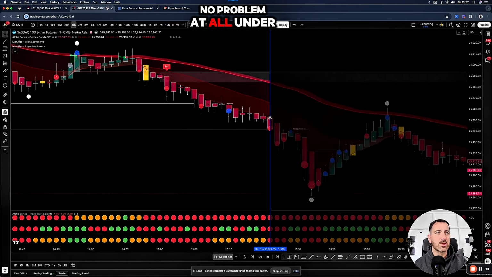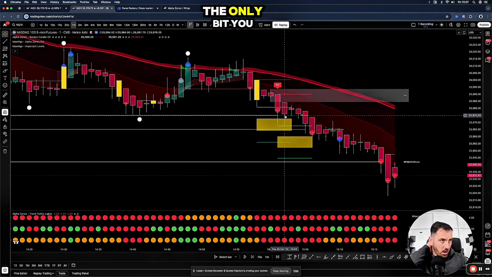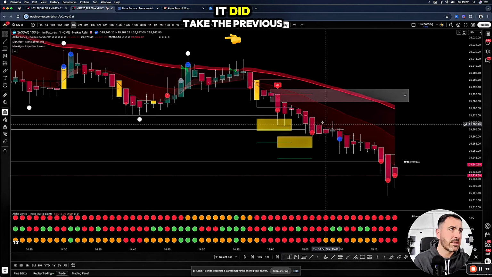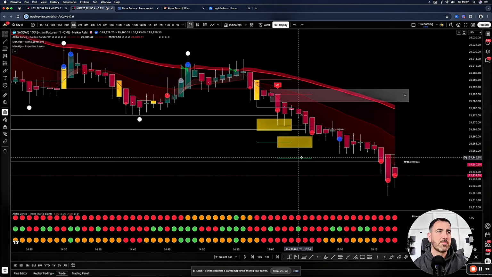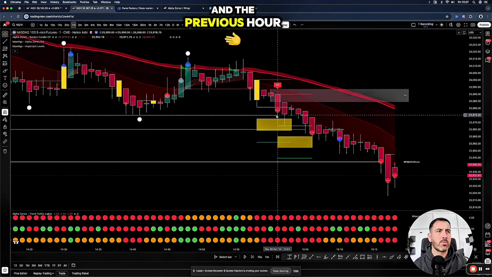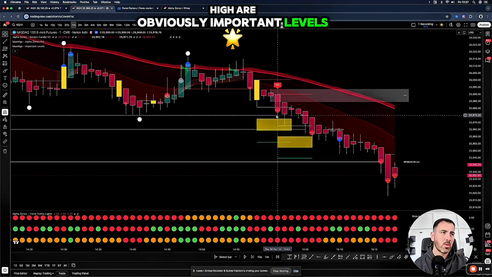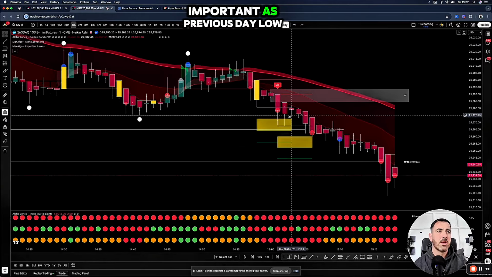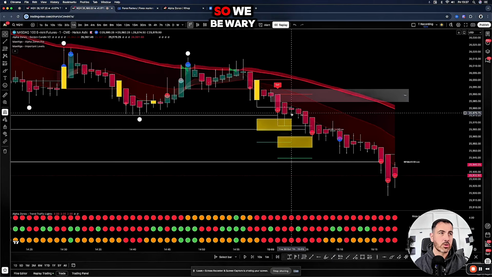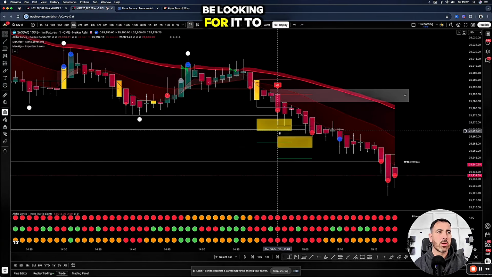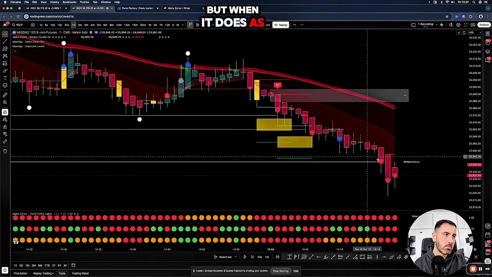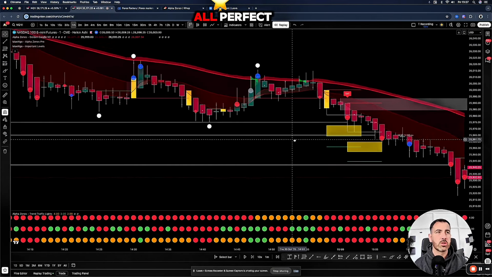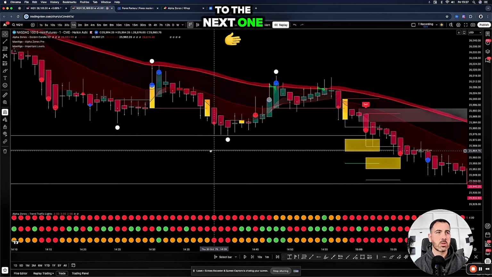No problem at all. Under the hourly, the only bit you've got to be wary of here is it did take the previous hour low, but everything else there is aligned. So the previous hour low and the previous hour high are obviously important levels. They're not quite as important as previous day low and high, New York highs and lows, etc. So we'd be wary of it, but I'd be looking for it to push through. It doesn't go straight through there, but when it does, as I say, it goes on to run, no problem at all. Perfect. So let's go to the next one.